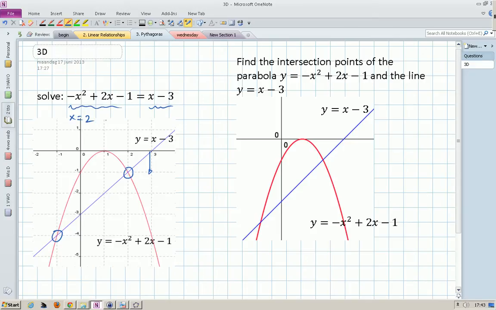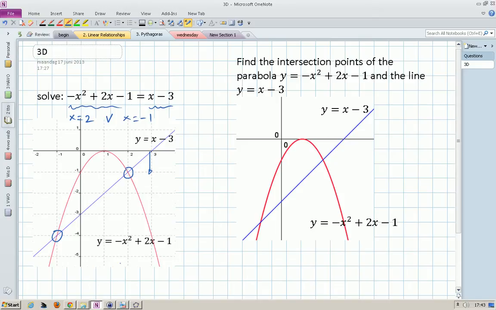The second one is this point, x is equal to minus 1. Because when you put x equals minus 1 into the line, you get minus 1 minus 3 is minus 4. When you put it into the parabola, you also get minus 4. The y value, from the parabola's point of view, is minus 4, and also from the line's point of view is also minus 4. So that's how we solve this graphically.